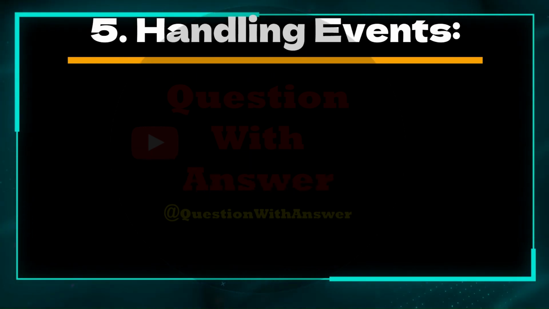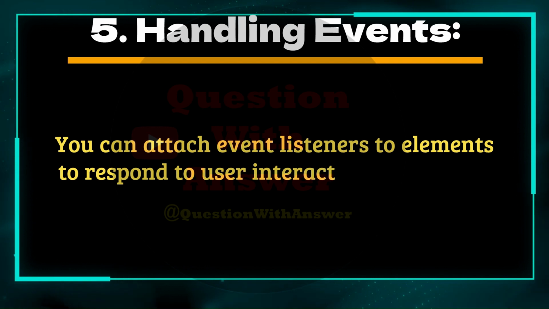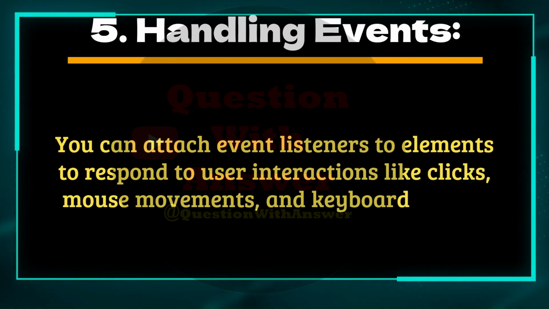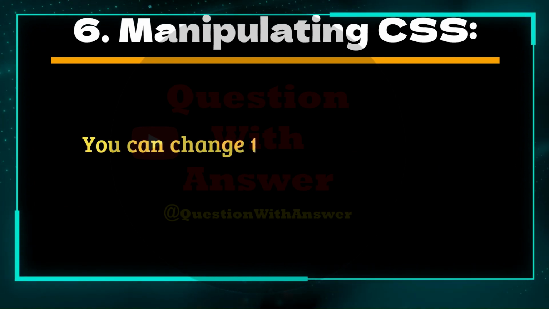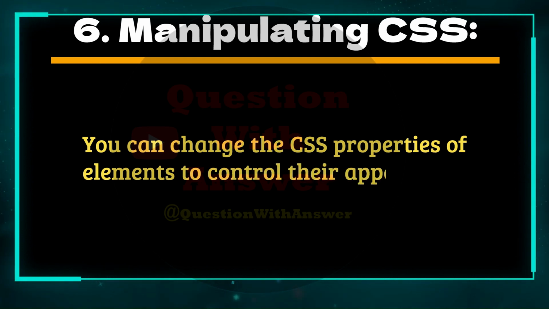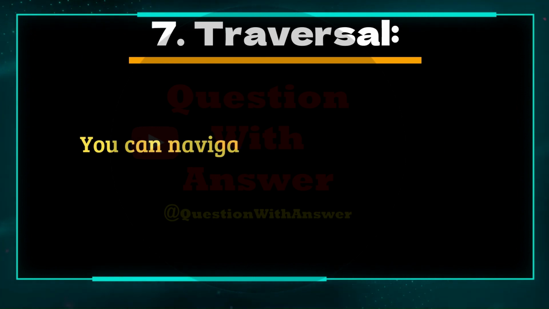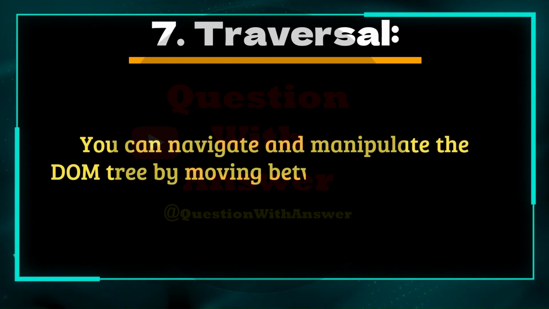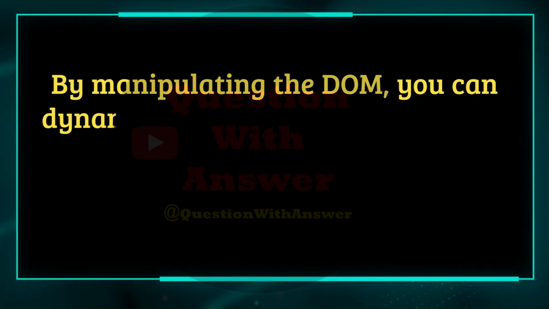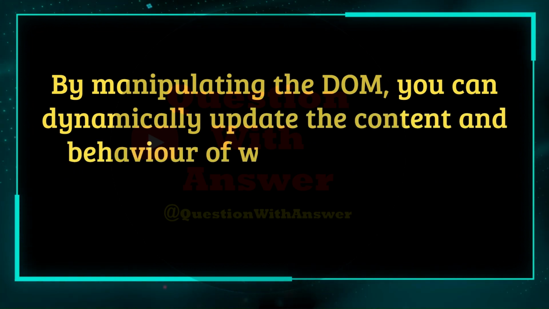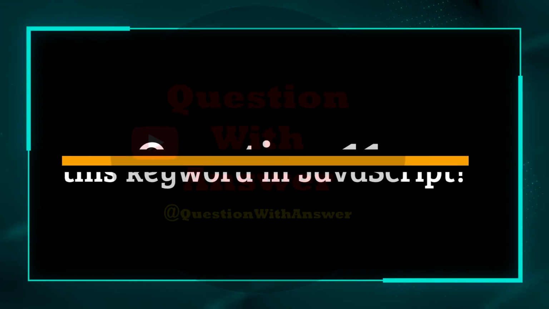5. Handling events. You can attach event listeners to elements to respond to user interactions like clicks, mouse movements, and keyboard inputs. 6. Manipulating CSS. You can change the CSS properties of elements to control their appearance and layout. 7. Traversal. You can navigate and manipulate the DOM tree by moving between parent, child, and sibling nodes. By manipulating the DOM, you can dynamically update the content and behavior of web pages, making them more interactive and responsive to user actions.